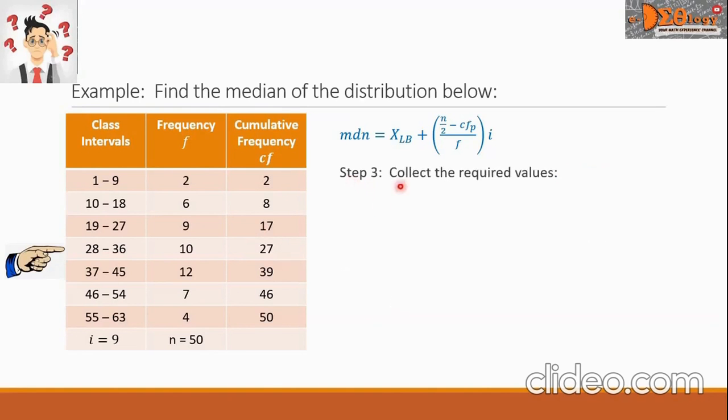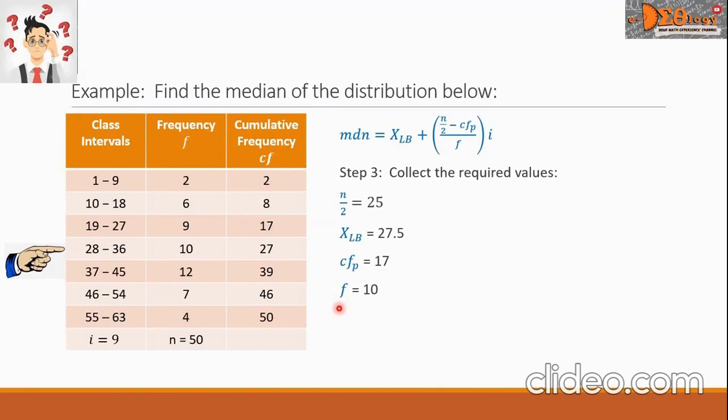For step 3, let us collect the required values of our formula. A while ago, we have the n over 2 value, and that is 25. We computed this from step 1. Next, the x sub LB equals 27.5. We got this value from this 28 minus 0.5. Next is the CF sub B. This is the cumulative frequency of the preceding class. This is the median class. And this is the CF of the preceding class. So 17 is the value here.